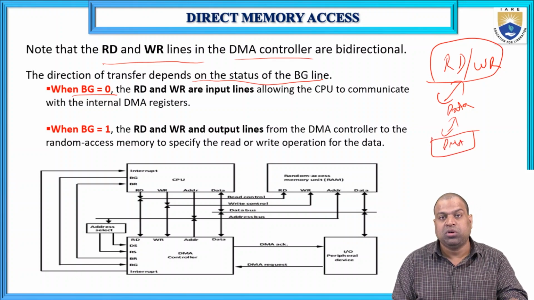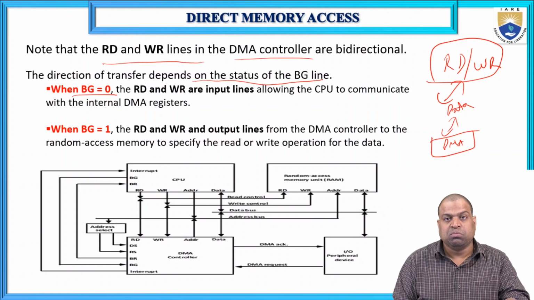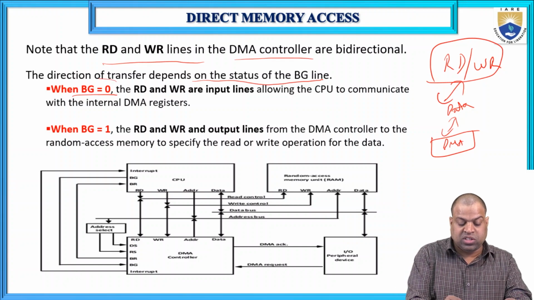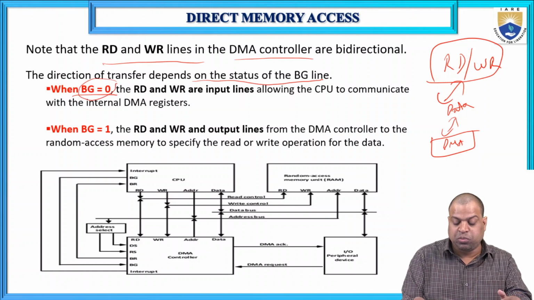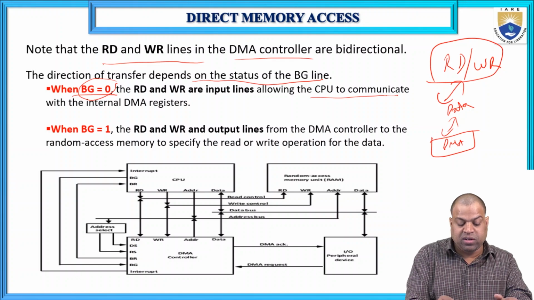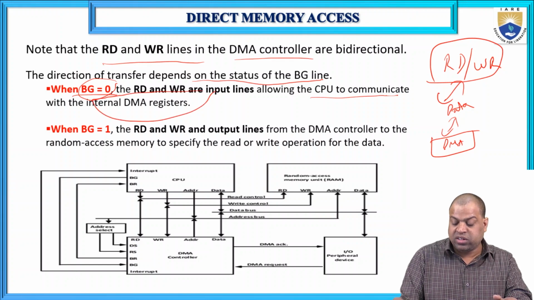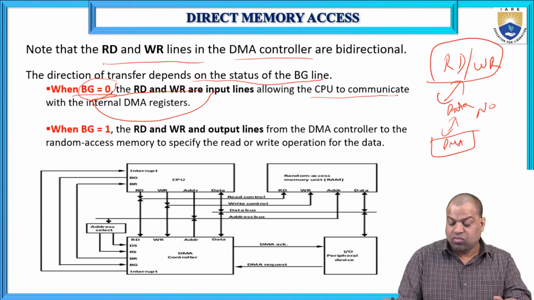If the DMA is enabled and BG, bus grant, is equal to 0, meaning there is no bus grant, then read and write are input lines, and the CPU communicates with the internal DMA register. There are no buses, so there is no need for the CPU. Then the CPU communicates with the internal DMA. No buses means the DMA is directly enabled.